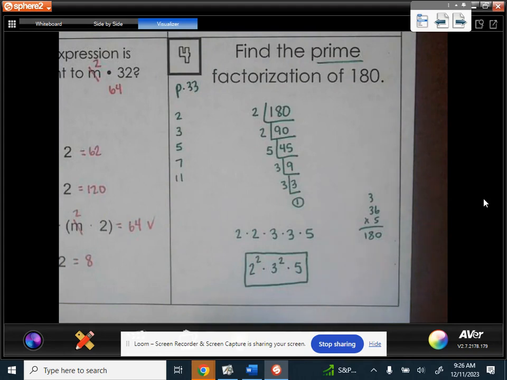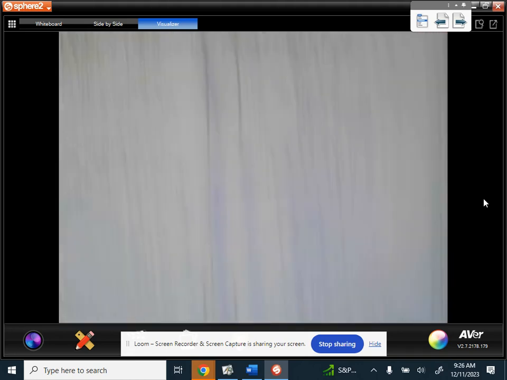If this were a multiple choice question, just be careful. There might be an answer choice that if you multiply it, it equals 180, but maybe it had a 9 in it. Well, 9's not prime. Or maybe it had a 4 in it. 4 is not prime. So make sure that your answer that you're choosing only has prime numbers. And remember that a prime number just means it's only divisible by 1 and itself. It can't have any other factors.